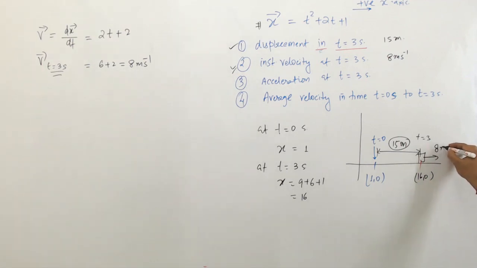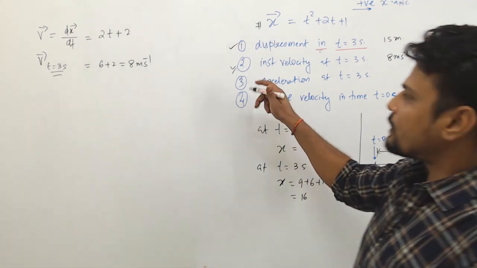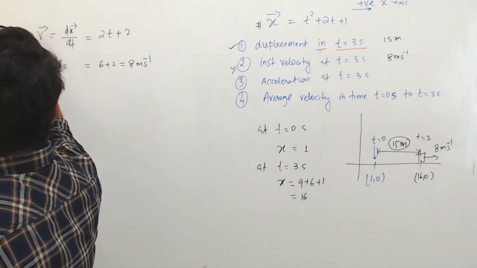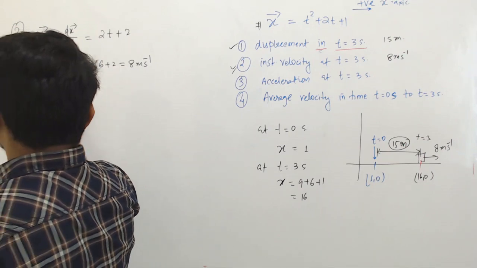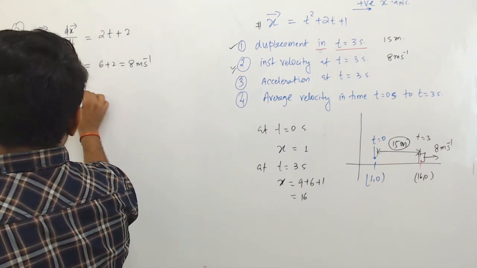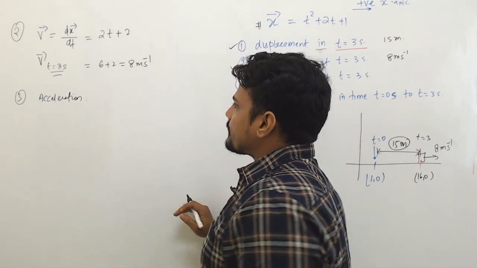Means the body is moving at 8 meter per second at this particular time. The next one is to find the acceleration. Okay, so this was for the second one. The next one is to find the acceleration, and at what time you have to find? At time t is equal to 3 seconds.